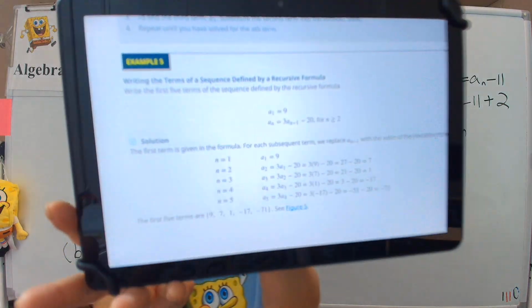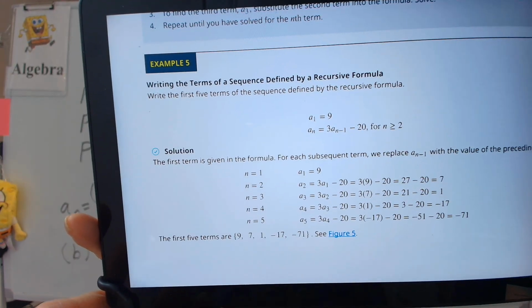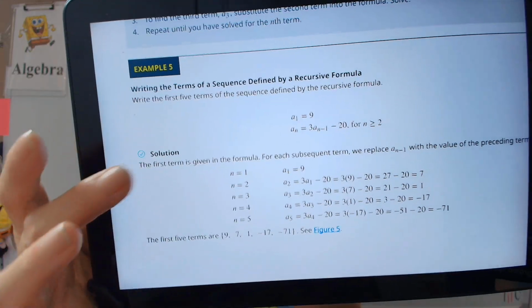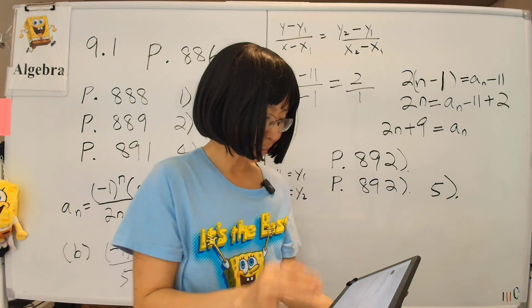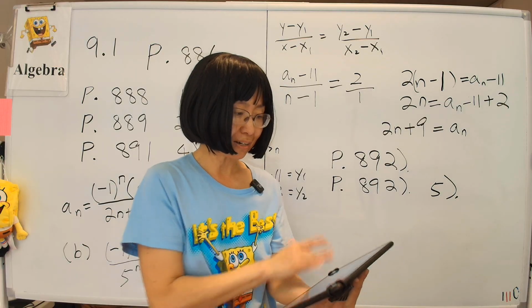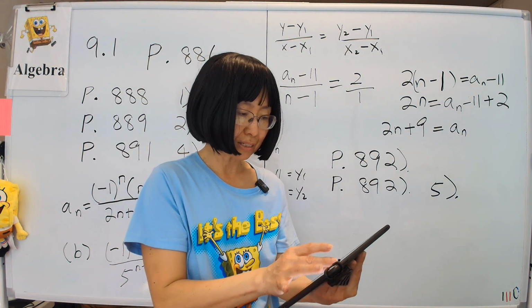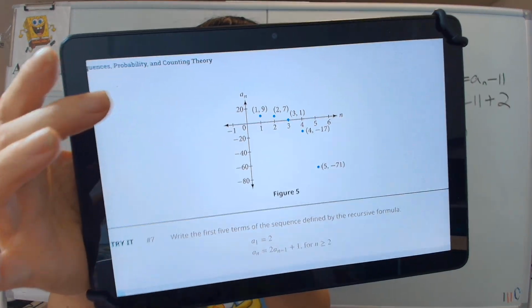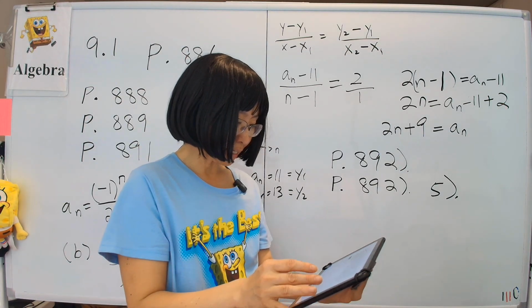A1 is as defined here, 9. And then a_n, the next one, is always the previous one times 3 minus 20. So you can do that easily enough. Please do that yourself, and that gives you a feeling of how recursive stuff works. And then the recursive sequence, like other sequences, can also be plotted as points on the graph. Sometimes that's useful.